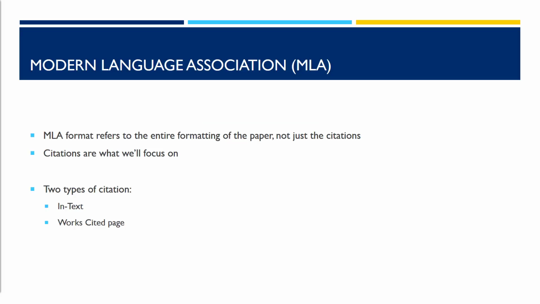So MLA stands for the Modern Language Association, and it actually refers to the entire formatting of the paper, not just the citations. But citations are what we're going to focus on, and it's what's typically required in your classes. There are two types of citation, the in-text citation and the works cited page. We're going to go over both of them.